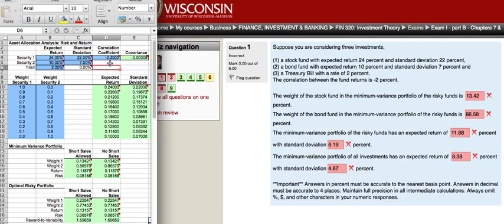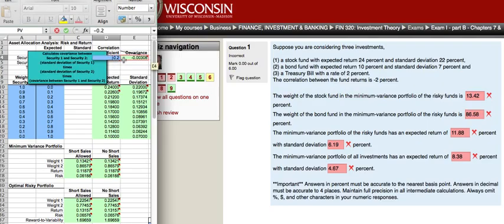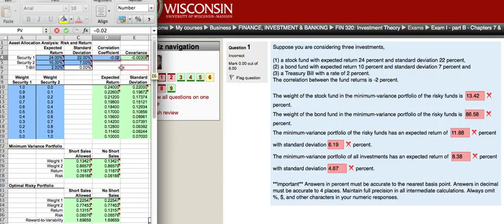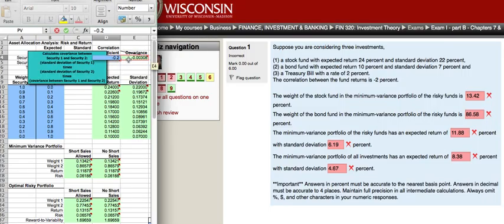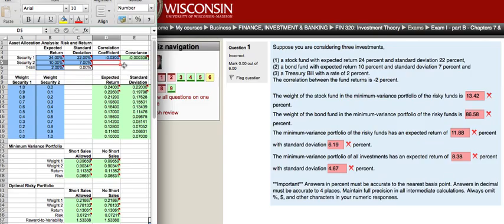So in the workbook that I used, if I go in and change that to negative 2%, we should come out with the correct answer. Okay, so now we have negative 2% in for the correlation. We have the correct expected returns, T-bill, and the correct standard deviation.